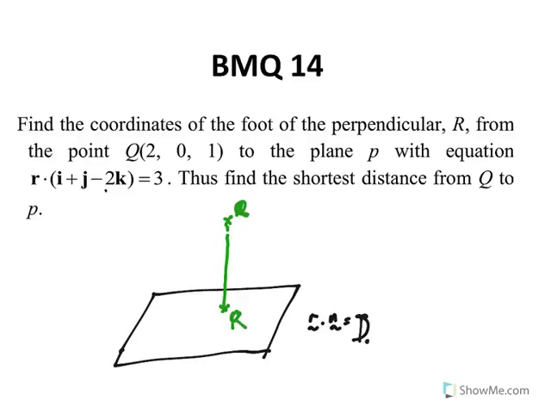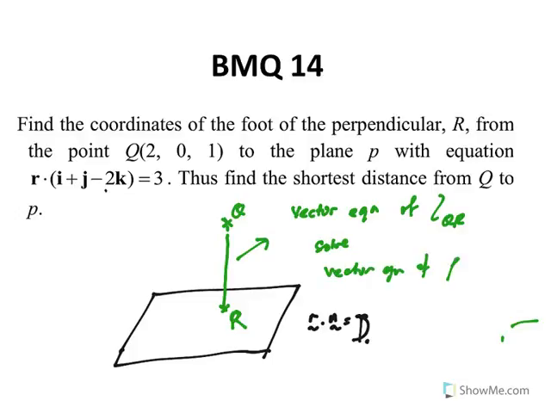So we need to find this position vector R. How do we find this R? First, we need to find the vector equation of the line QR. How do we do this? I'm going to show you later on. Basically, we find the vector equation of line QR, and then we solve it together with the vector equation of the plane. That's how we're going to go about doing it.